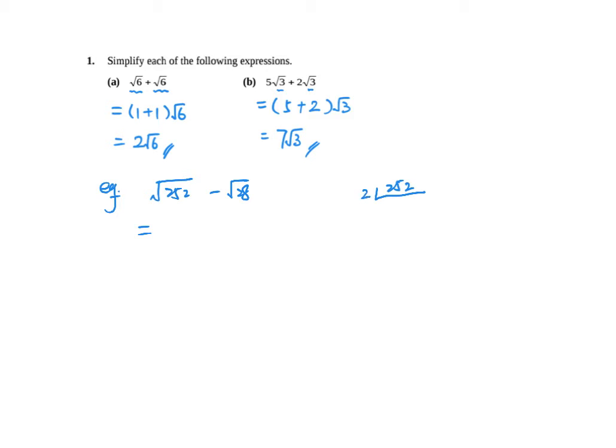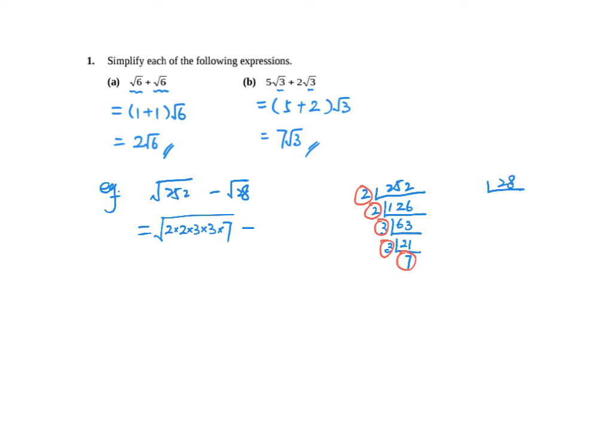252 divided by 2, which is 126. 126 divided by 2, which is 63. 63 divided by 3, which is 21. 21 divided by 3, which gives you 7. So square root of 252 equals square root of 2 times 2 times 3 times 3 times 7. So let me write here to replace the square root of 252, which is square root of 2 times 2 times 3 times 3 times 7, minus the other part, which is square root of 28.